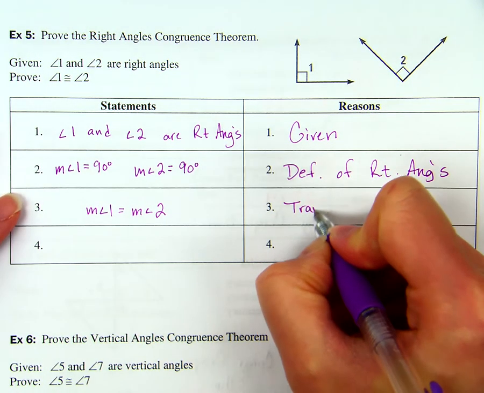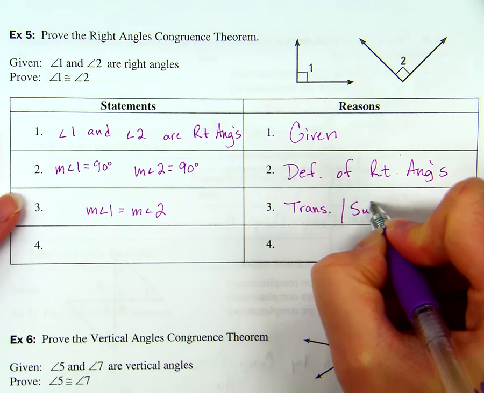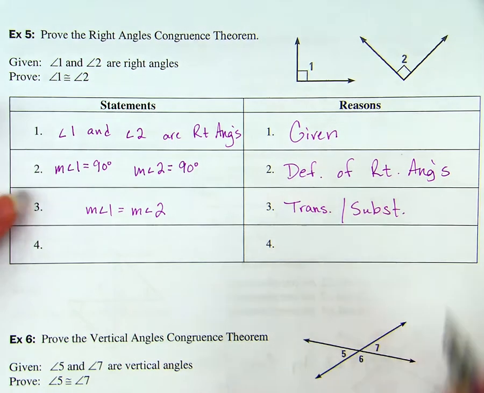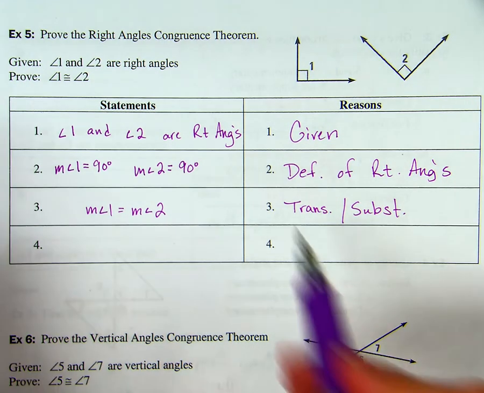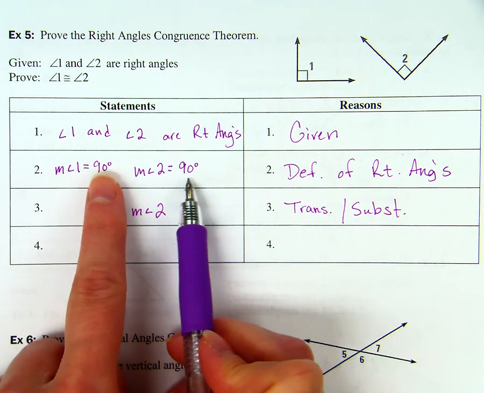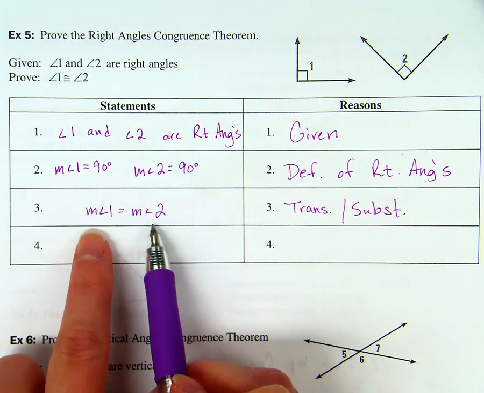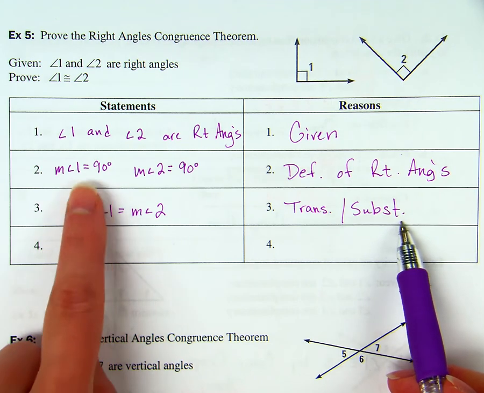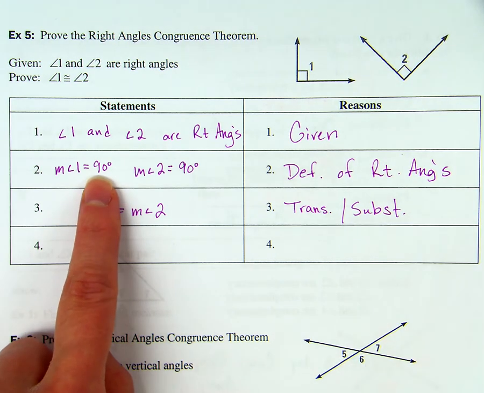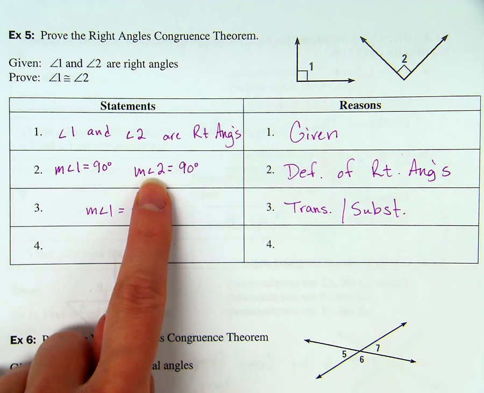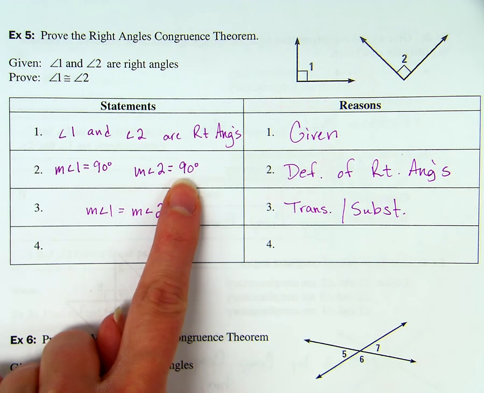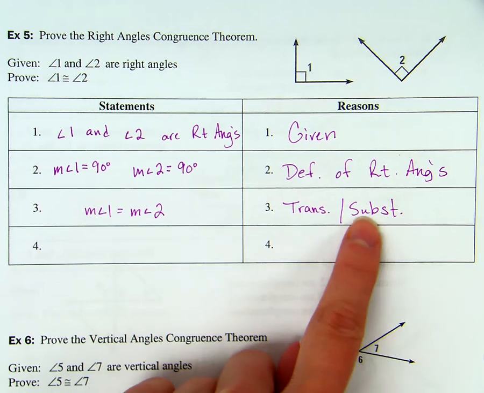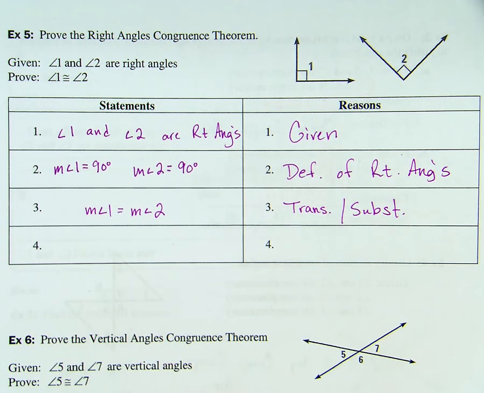We can use either our transitive property or the substitution property to make this conclusion, depending upon how you think about it. Transitive says two angles equal to the same measure have to equal each other. As opposed to substitution, where we consider making a replacement. I can replace this 90 degrees with the angle 2, because I know angle 2 is actually equal to 90 degrees. So if I consider a replacement, the replacement idea is substitution.